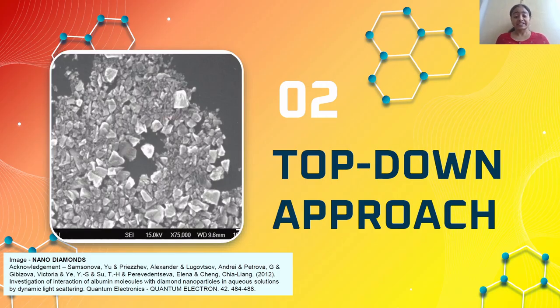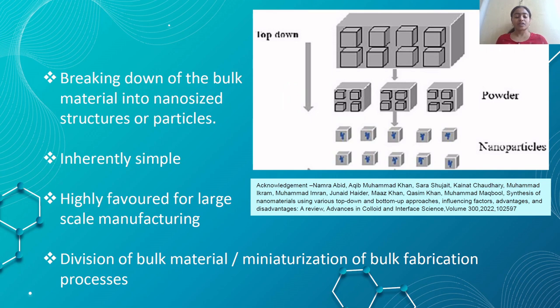Let us now look at the top-down approach in detail. In the image here, you can see one of the nanomaterials which is synthesized by a top-down approach, the nanodiamonds. As I have mentioned before, in top-down approach, we start with the bulk form of the material in macro scale and break it into smaller and smaller pieces until they become nano-sized. You can visualize this process in the adjacent flowchart. The macro material is broken till they are formed into nanoparticles.